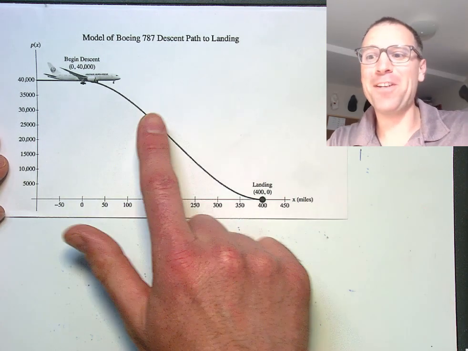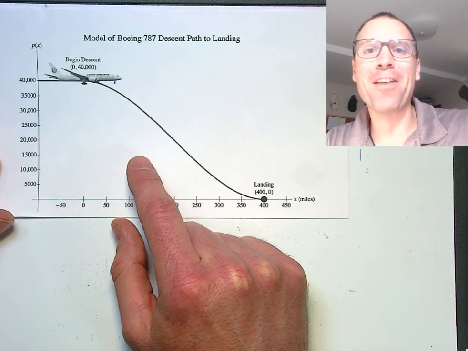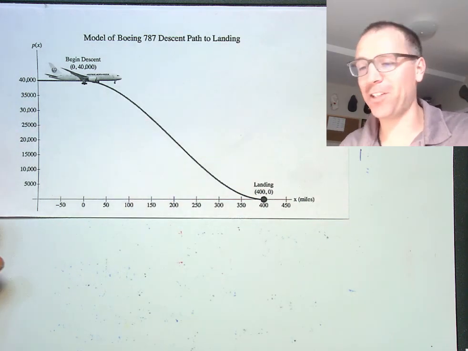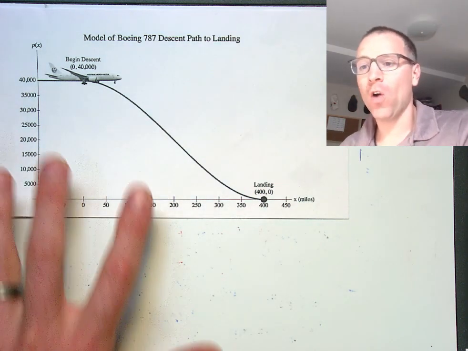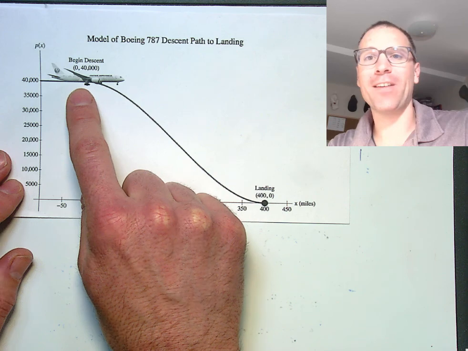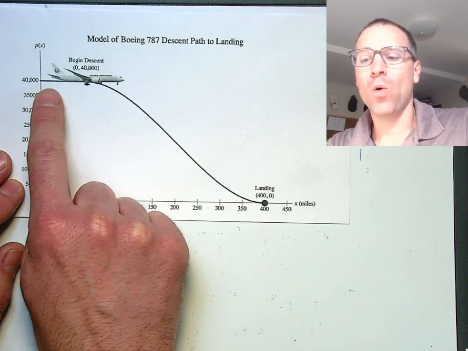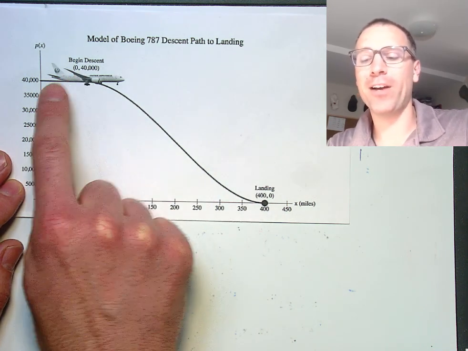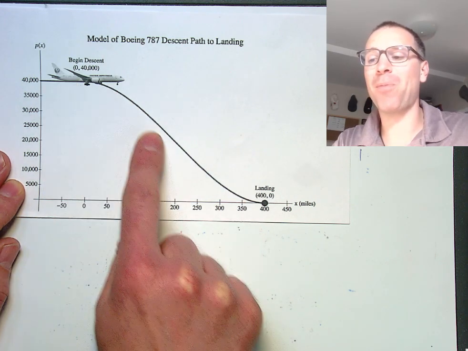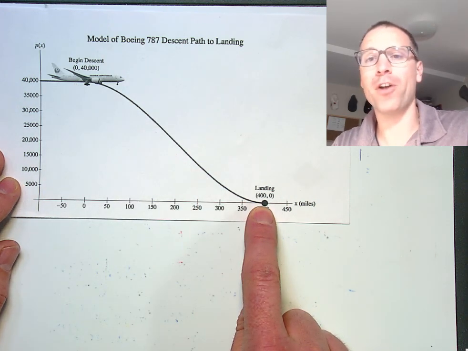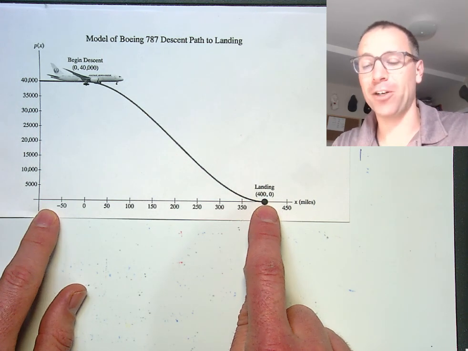Welcome back. In this video, we're going to solve the descent path general linear systems problem. We've been developing this over the last two videos. Recall the idea is that we're flying along in this Boeing 787. We start our landing process at 40,000 feet. We follow this beautiful cubic polynomial down to landing 400 miles away horizontally at 0 feet.